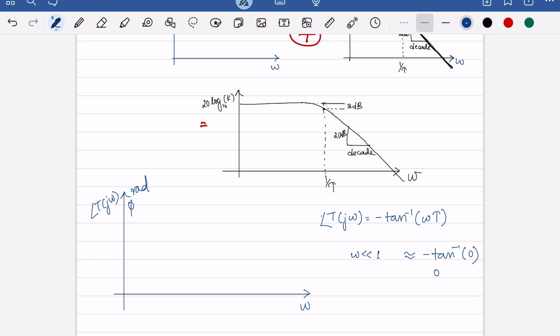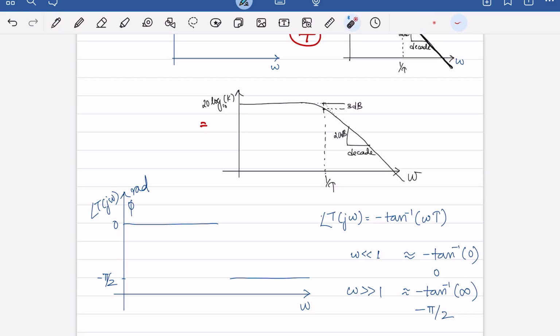So it means that you would expect that as omega is really small, it'll be following this horizontal line of 0 radians. And then as omega is really large, this becomes a very large number, in the order of infinity. So it's minus tan inverse of infinity, which is basically minus pi by 2. So that means as omega is really large, this follows this line here, minus pi by 2.